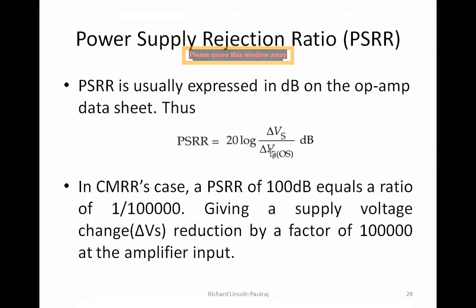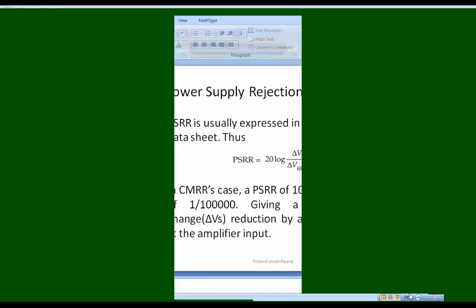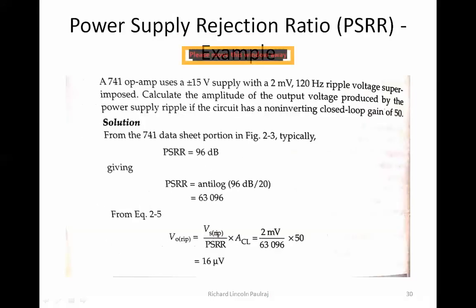So the next one that I am looking into is, yeah, this is a simple problem here. Power supply rejection ratio. It's a simple problem, and we are going to analyze and check how we are going to solve it. A 741 op-amp uses plus or minus 15 volts supply. Can someone tell me why we are using plus or minus here?